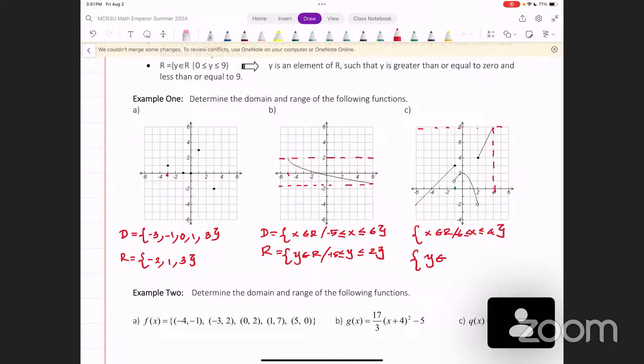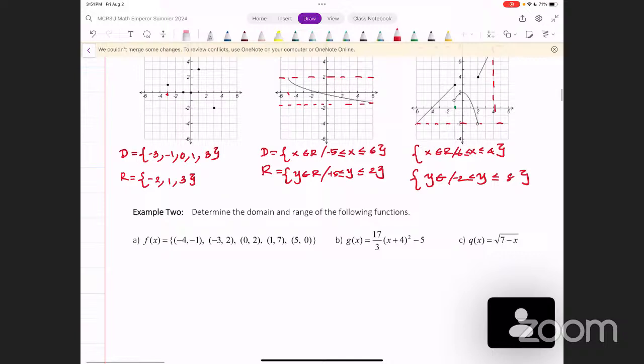Now, looking at the y value, you can see the largest y value you can get is 8, right? And the smallest y value you can get is -2. So I'm going to say y is greater than or equal to -2, less than or equal to 8. Are you following that? Okay.